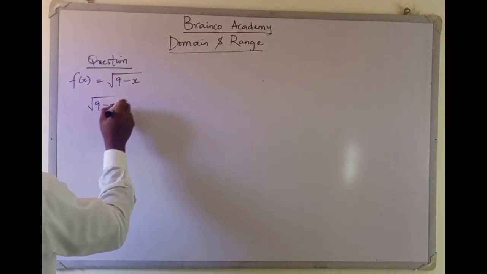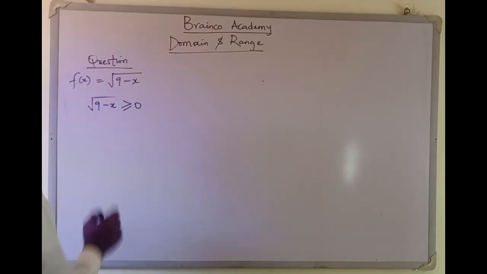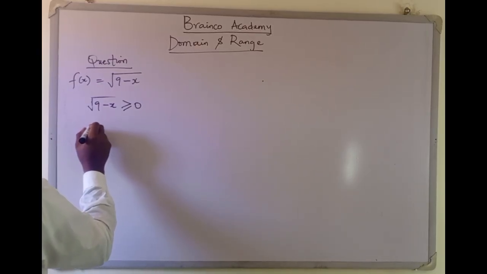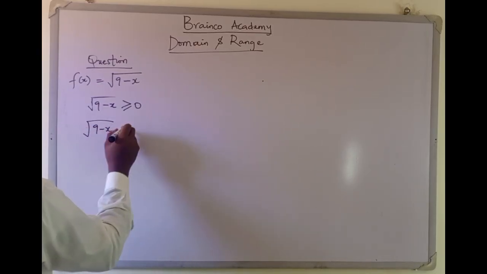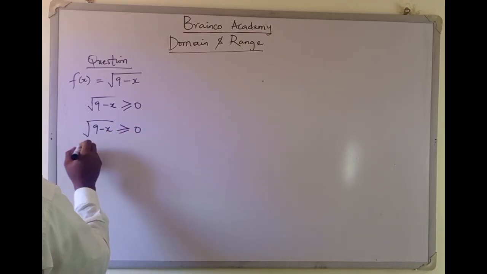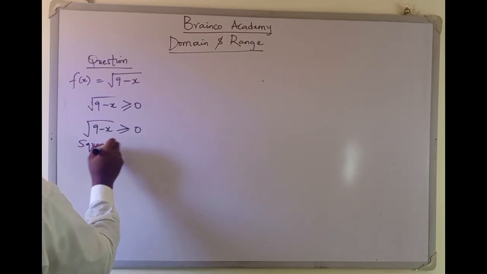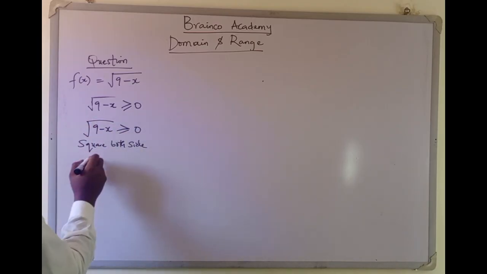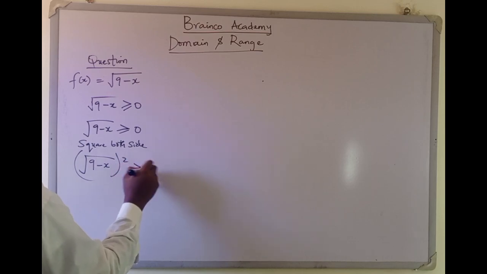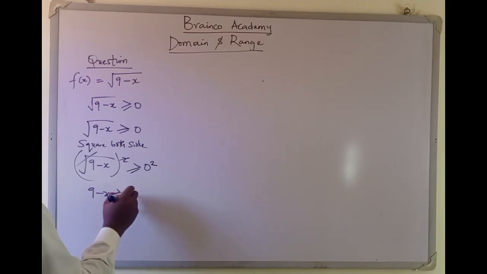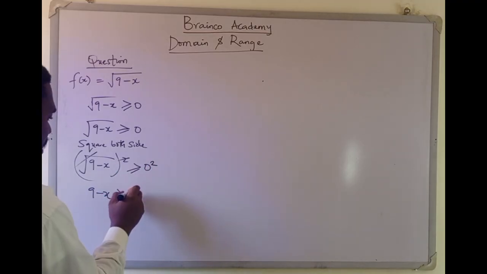So we have 9 minus x greater than or equal to 0. Now we're looking for the domain. So we have the square root of 9 minus x greater than or equal to 0. We can square both sides to eliminate this square root. The square will cancel the root, and you have 9 minus x greater than or equal to 0. Remember, the square root of 0 is 0.